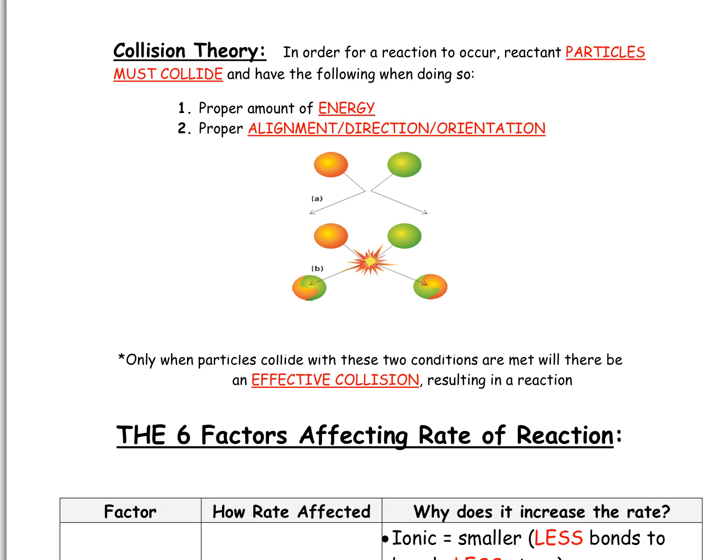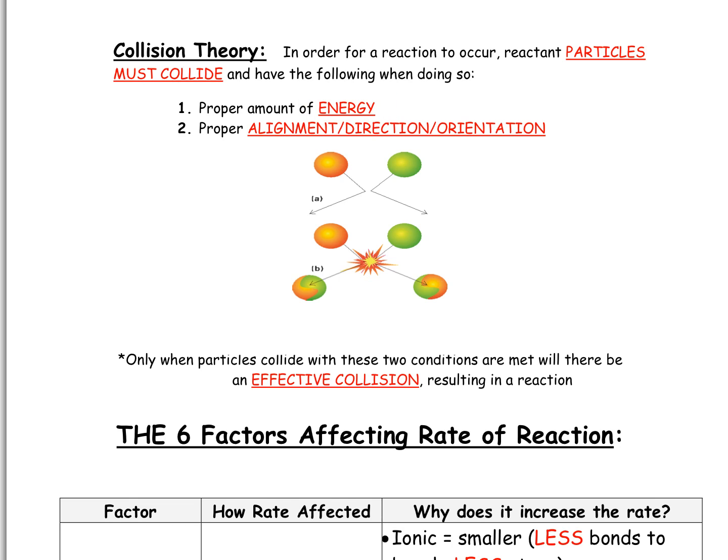So I was just talking about A plus B plus C having to collide for the reaction to occur. This is based off of the collision theory. In order for a reaction to occur, reactant particles must collide. And when they do collide, they have to have the following for the reaction to occur. So first off, they have to hit. So they must collide into each other. Once they collide into each other, they have to have enough energy. That's going to be the activation energy we'll discuss more of.